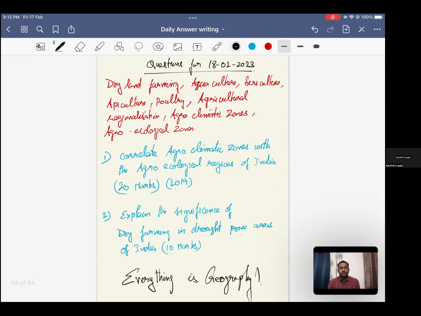And the questions for tomorrow: we'll have a syllabus of dryland farming, aquaculture, sericulture, apiculture, poultry, agricultural regionalization, agroclimatic zones, and agroecological zones. Two questions. One, correlate the agroclimatic zones with the agroecological regions of India. 20-mark question. Second is the significance of dryland farming in drought-prone areas of India.